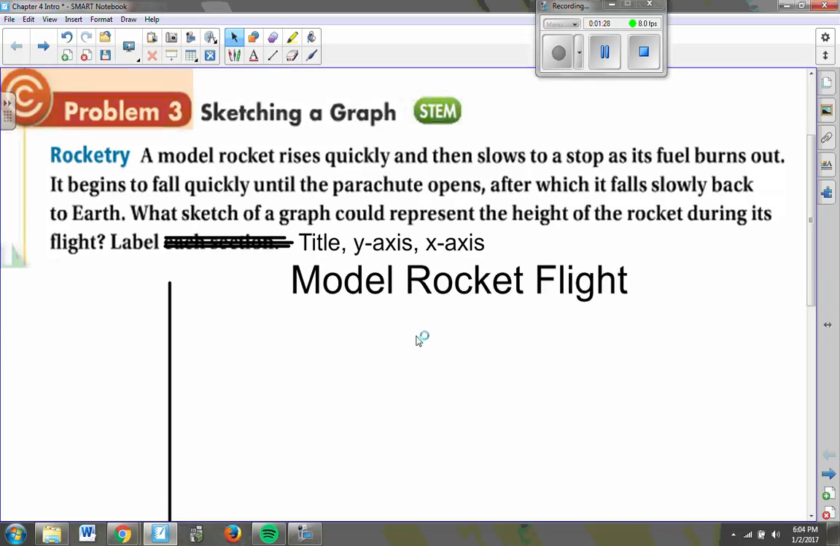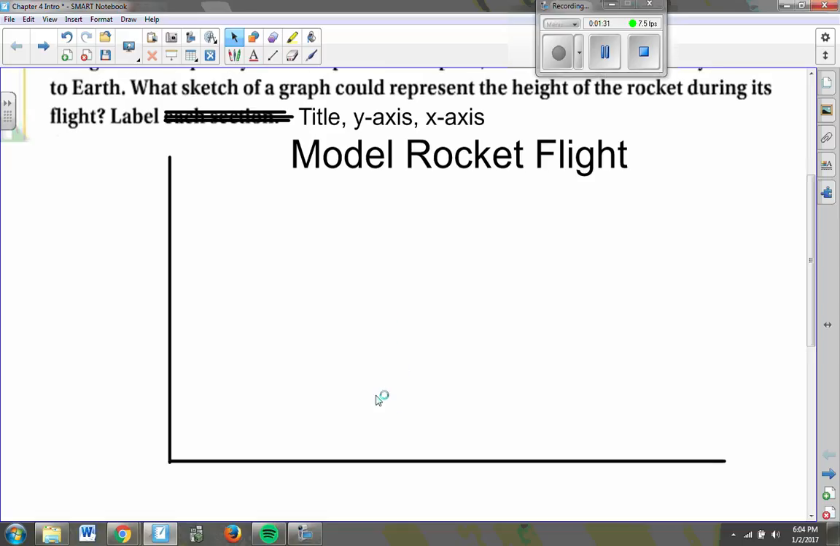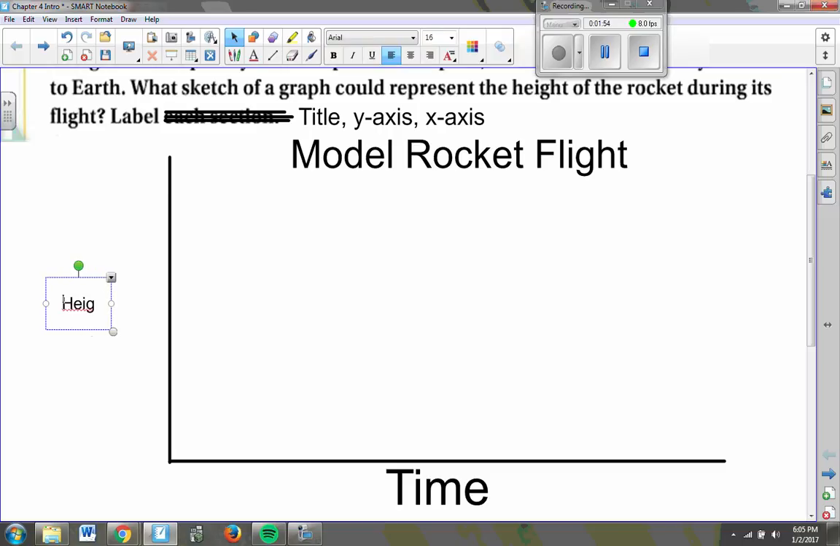Okay, so I've labeled my title. On my x-axis, I'm going to put time. Most of the time, our x-axis is going to be time. I will tell you one thing: if at any point one of your 2 variables is time, it will always go along the x-axis. Always, every time. And then along my y-axis, the thing that's changing in relation to time is the height of my rocket. So I'm going to put height over here on this axis. So I have model rocket flight, height over time.